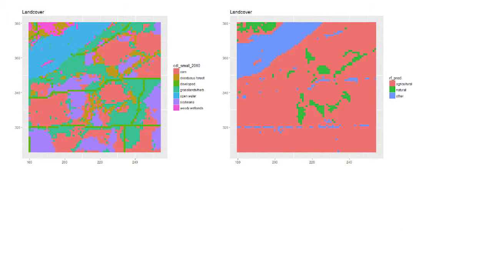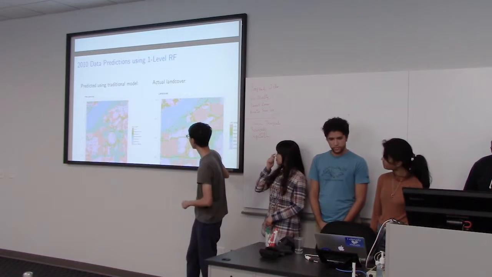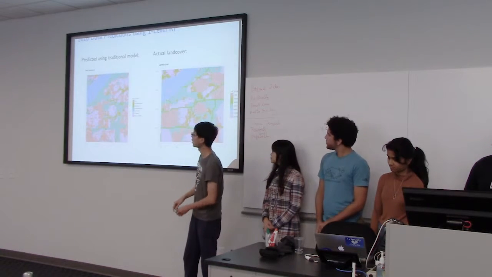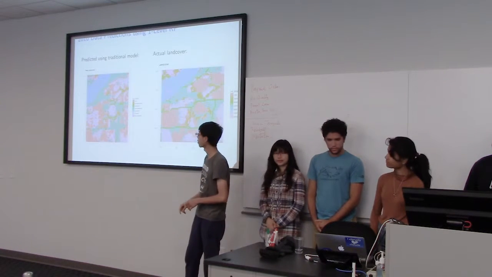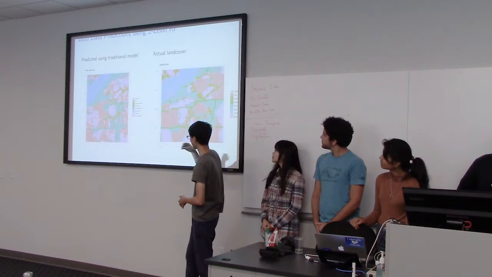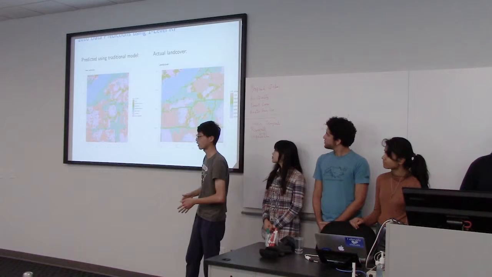Next, the more interesting thing is that we used the data in 2008 to train the model, but we try to use that to predict the 2010 data. This is actual land cover, and here is the data predicted using the traditional one-level random forest model. And we can see the accuracy is lower, but basically the big areas are covered.